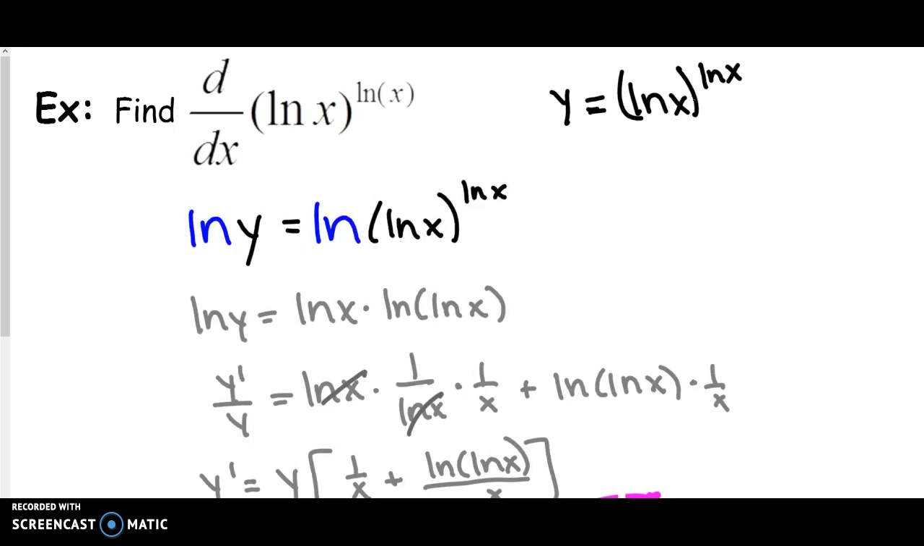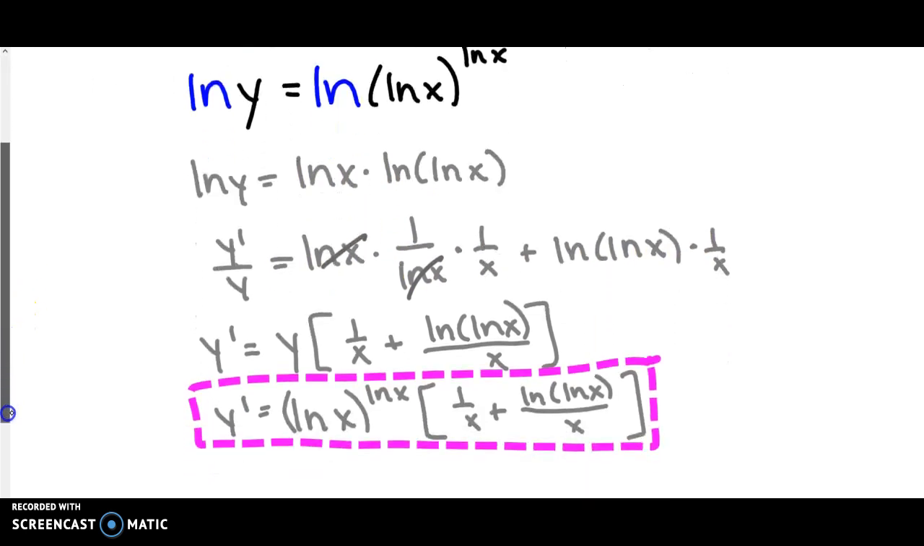Okay, peeps. So I did give you the hint to take the natural log of both sides. You can see that I did that right here in blue. Before I started taking the derivative, I used my power rule for logs, and I brought that natural log of x in front. Notice when I take its derivative, I will have to use the product rule. So I did that. I got y prime over y equals the first times the derivative of the second plus the second times the derivative of the first.